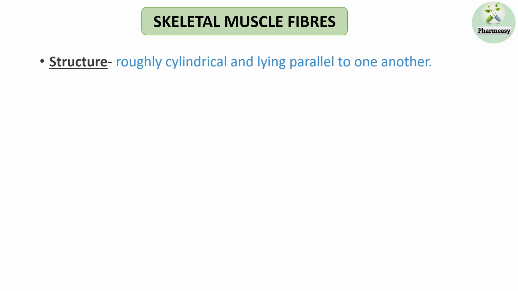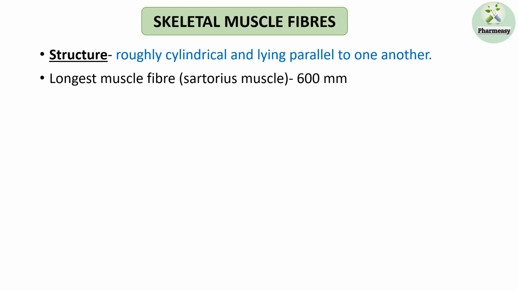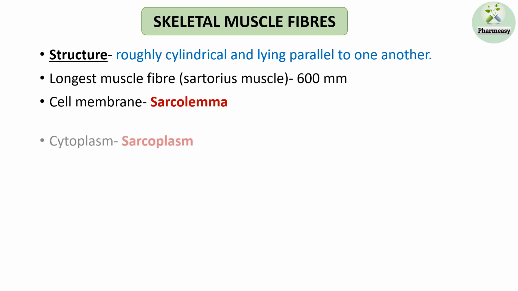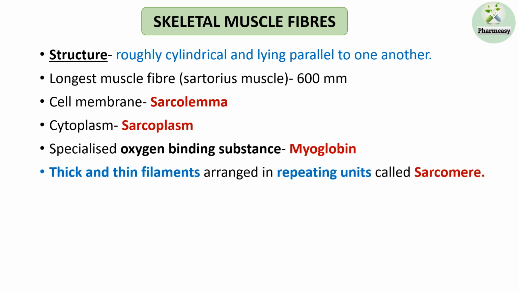Next topic is skeletal muscle fiber. It is a roughly cylindrical structure and lies parallel to one another. The longest muscle fiber is found in the sartorius muscle, which is 600 mm in length. Cell membrane of skeletal muscle is known as sarcolemma, and its cytoplasm is known as sarcoplasm. It has a special oxygen-binding substance which is myoglobin. It also has thick and thin filaments which are arranged in repeating units called sarcomeres.